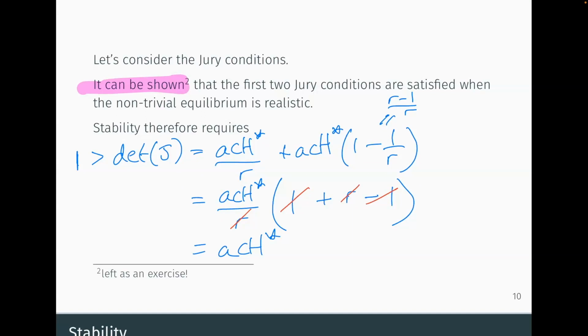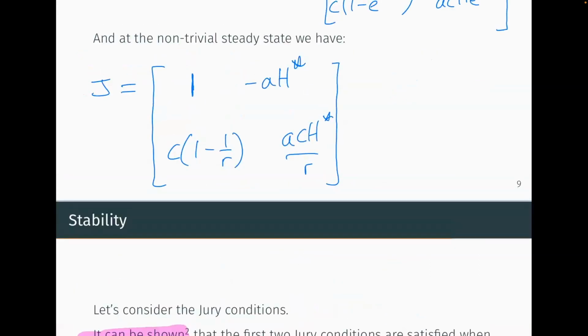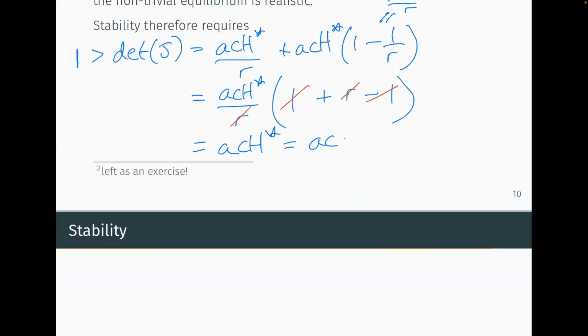We could substitute in our H star now. What was our H star? Let's go back up here to find it. We had R log R over AC times R minus 1. So we have AC times R log R over AC times R minus 1. That's just substituting in our H star. Now we've got A's and C's on the top and the bottom. I've missed off an R as well here somewhere.